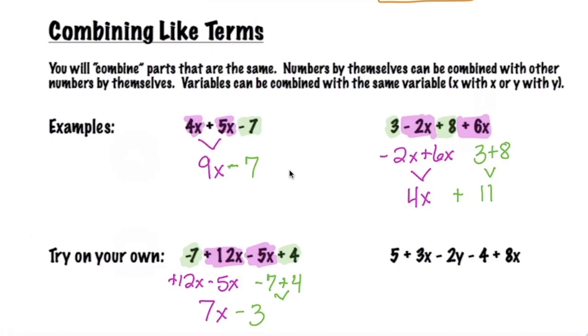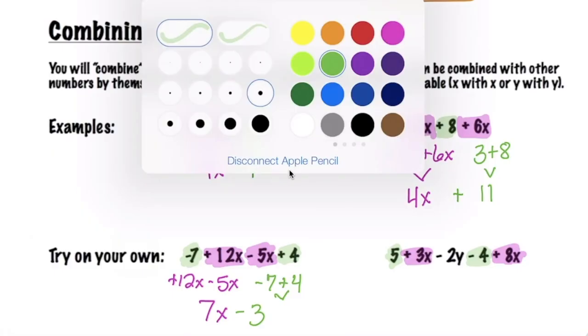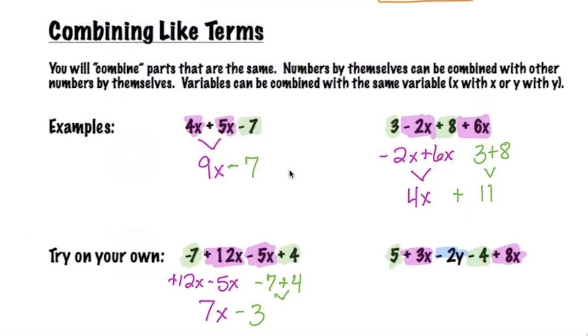So then my equivalent expression is 7x minus 3. Looking at this last one, I notice that I have two different variables. So I'm going to add another color in for my highlighting to separate my different parts. I have a plus 3x and a plus 8x. Then I have my 5 and my minus 4. And then the last one I have as a new part is my negative 2y.